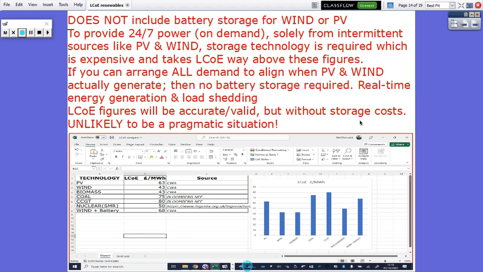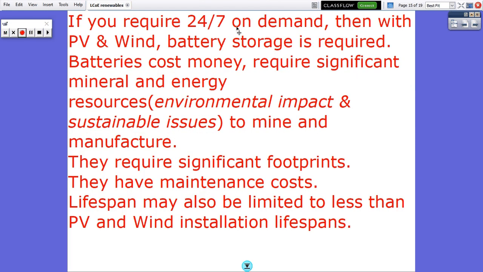You would need to arrange your life around the fact that you can only use that generation at particular times, which is dependent on the weather. If you require 24/7 energy, then battery storage is required. Batteries cost money. They require significant mineral and energy resources to mine. There are questionable environmental impacts and sustainability issues. They require a footprint, areas to mount them in.